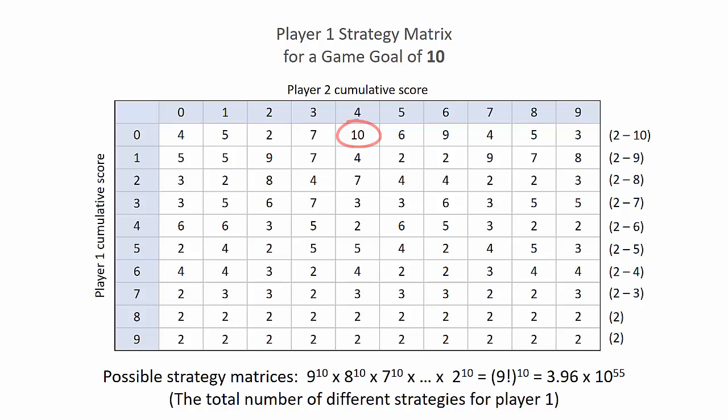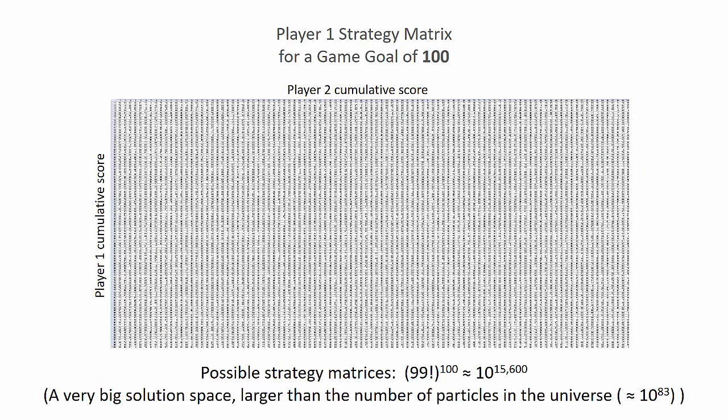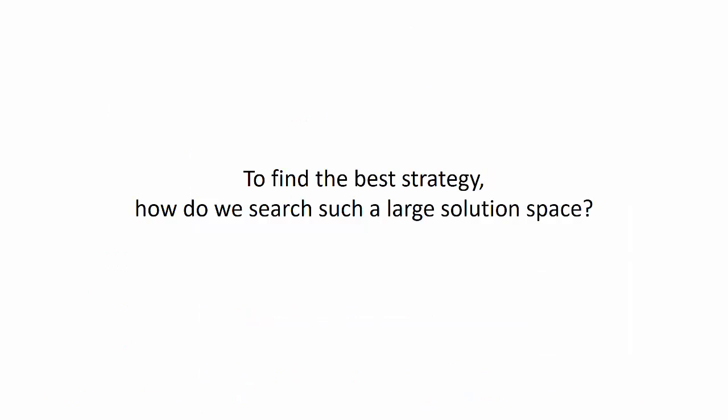As you can see, the number of different strategies for a game goal of 10 is huge, approximately 10 to the 55th power. The number of different strategies for a game goal of 100 is much larger still, approximately 10 to the 15,600th power. How can we search such a large number of strategies for the best one?